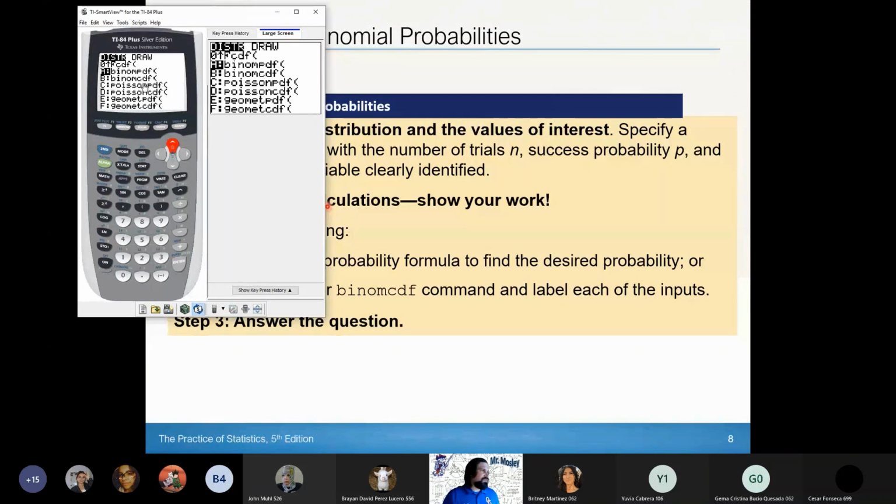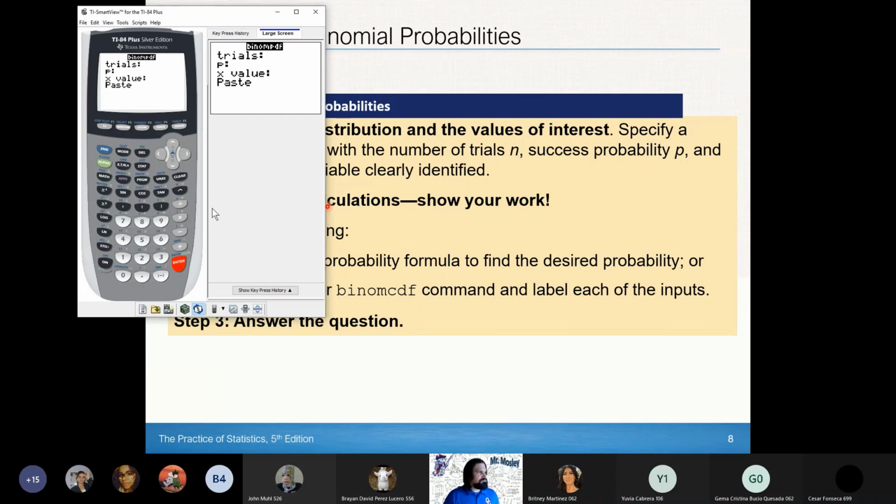Binom CDF calculates the probability that x is less than or equal to k successes. So one gives us exactly that number of successes, and one gives us less than or equal to that number of successes. In each of these, you must enter the correct parameters, as they would say in math speak. Your calculator has this set up kind of nicely for you.